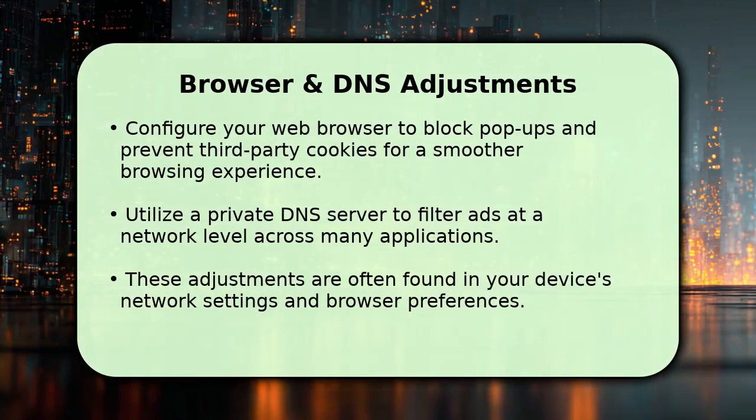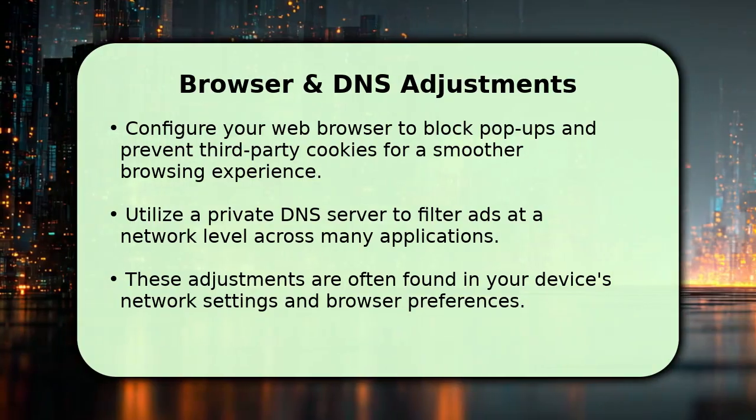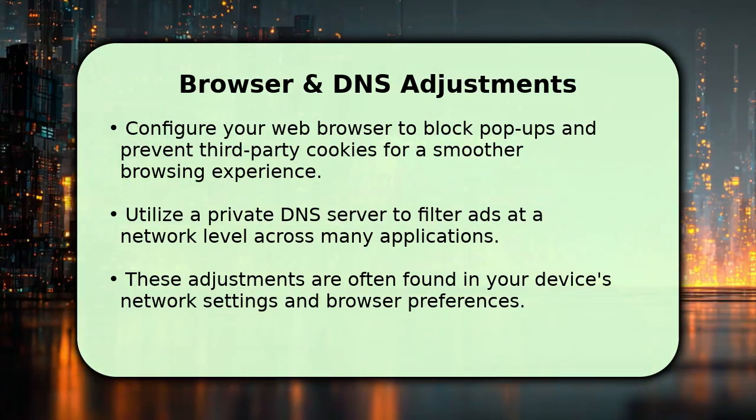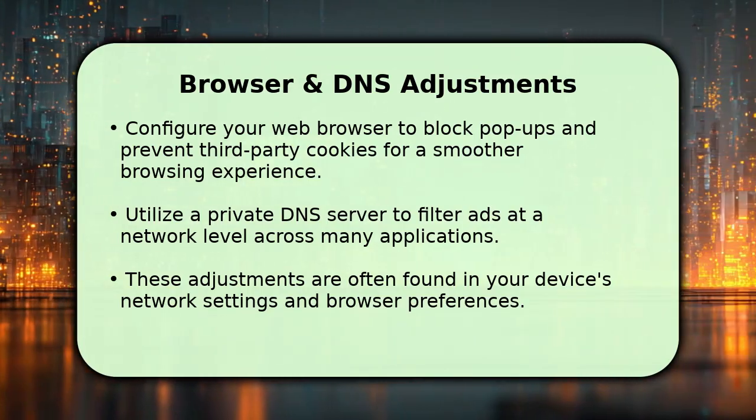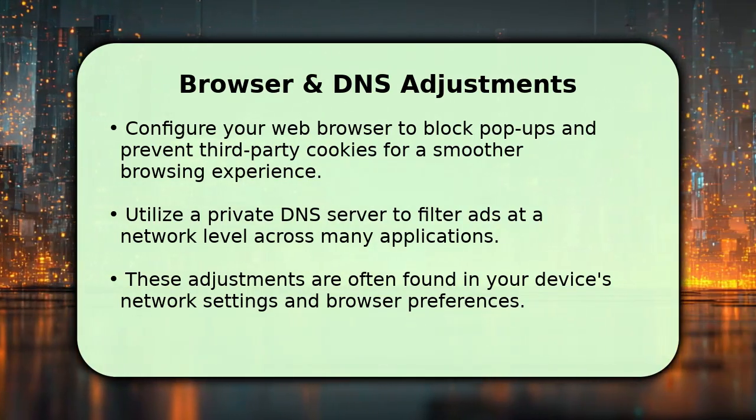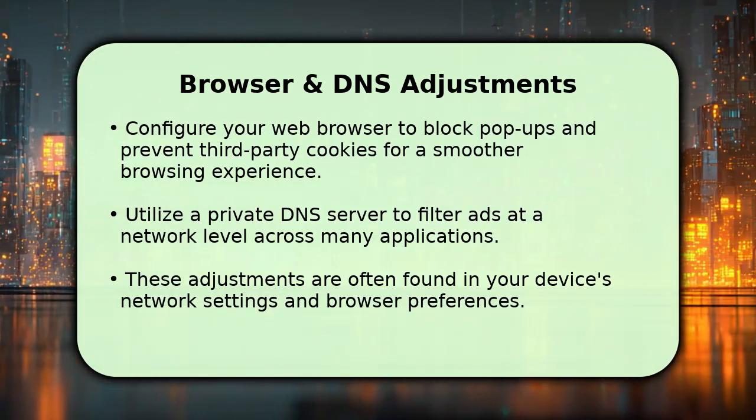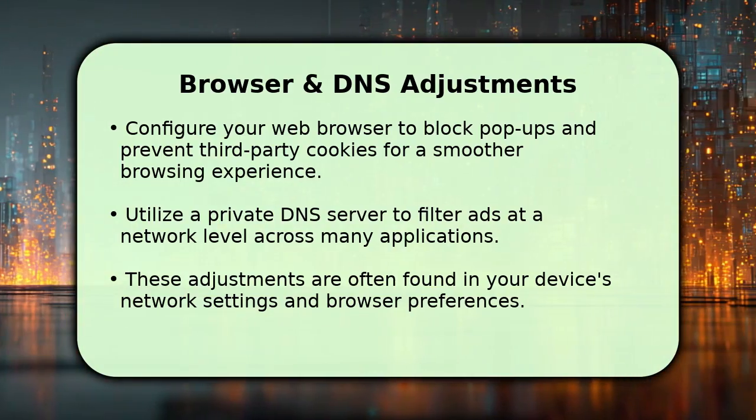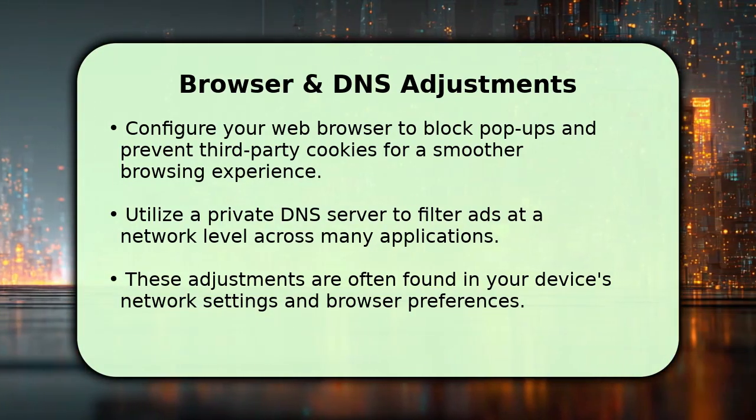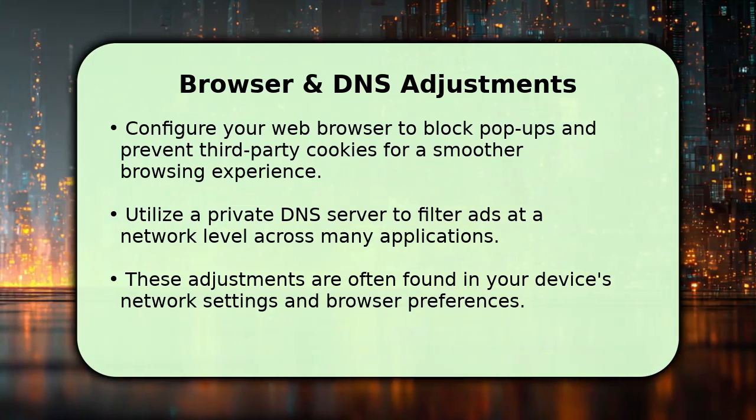Next, let's adjust your browser and network settings. Many web browsers offer built-in pop-up blockers. Ensure these are enabled within your browser's settings. Additionally, consider setting a private DNS server in your Android device's network configuration. This can effectively block ads across various apps and browsers, often reducing unwanted content by 90% or more with just a few taps. It's a powerful and often overlooked solution.